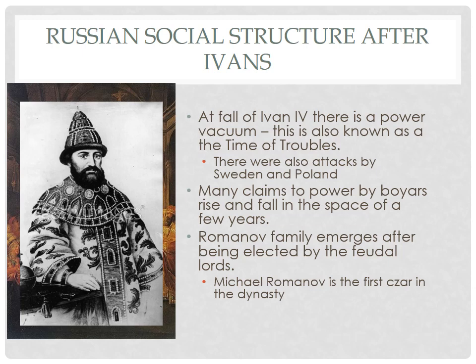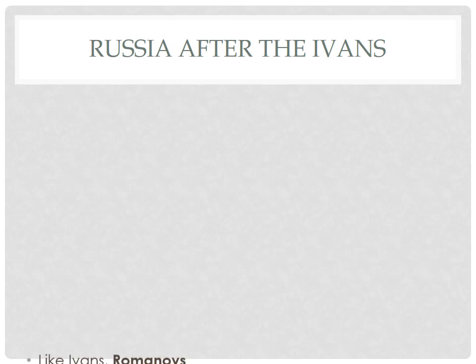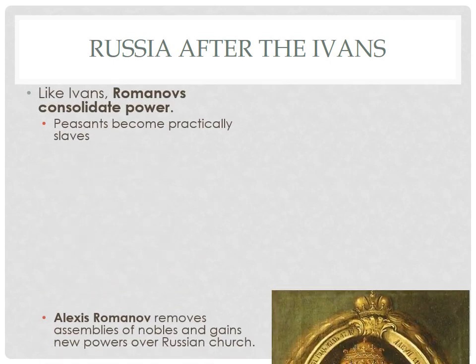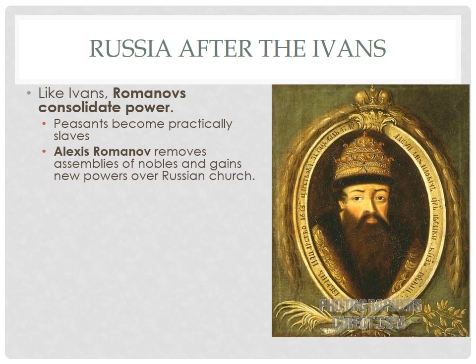And there he is. Notice his dress. I don't mean dress like a woman's dress. I mean his clothing. Again, take note, observe. And so, like the Ivans, the Romanovs continue to consolidate power. The peasants become essentially slaves.